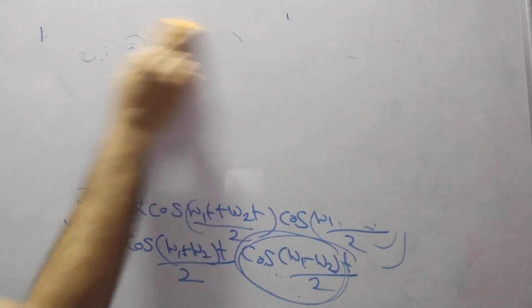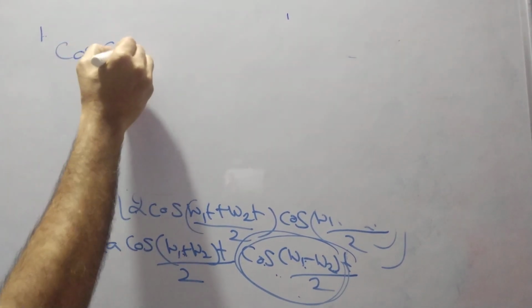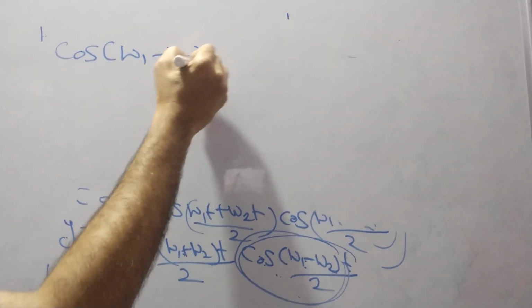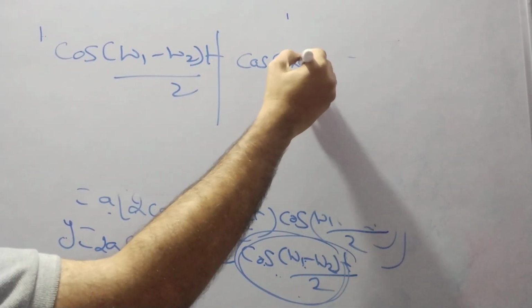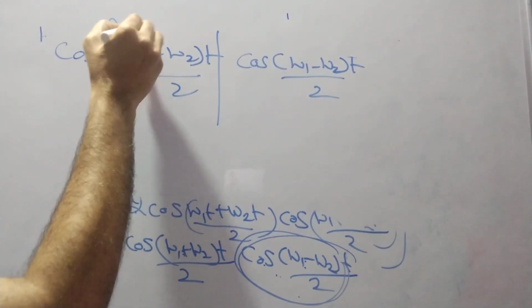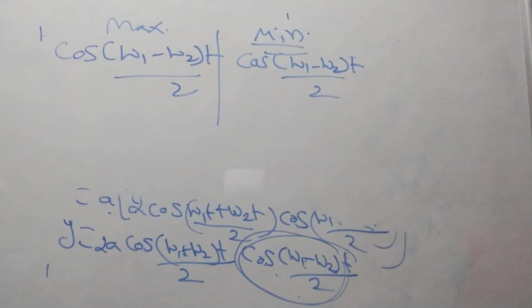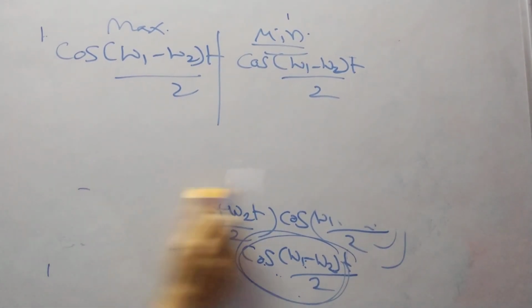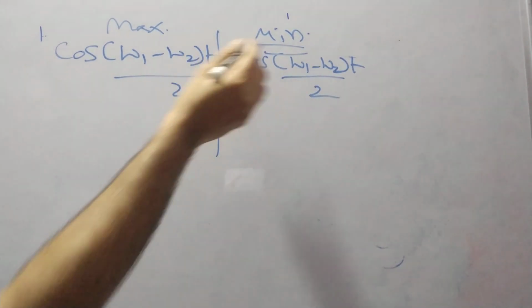So I am considering only this part, that is cos of (omega 1 minus omega 2) t by 2. So this is maximum, this is minimum. For maximum we have to consider this part only, right? So for maximum, what is the condition? Your cos should be plus or minus 1, means your general value is n pi, and this value 2n plus 1 pi by 2 for minimum.